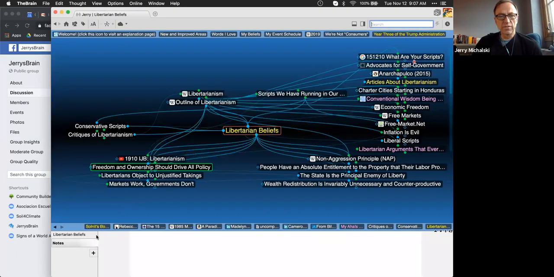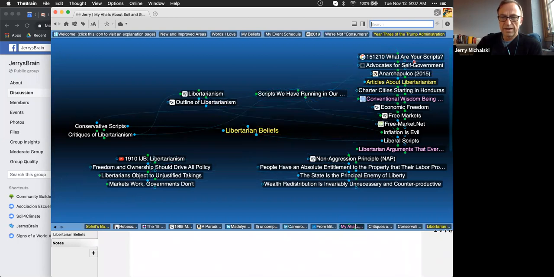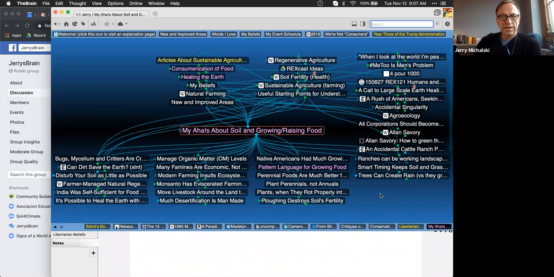the realization of several things. One, let me go to a thought that I added to my brain a year and a half ago, called my ahas about soil and growing or raising food. It dawned on me that I had a whole bunch of different little places in my brain that had no-till farming, soil fertility, fungi and mycorrhizomes, the wood wide web, and that they weren't connected. So I just made this nexus. I said, okay, how do I bring these things together? And then how do I connect this thought, my ahas about this particular set of topics, to the core of all those different kinds of things?